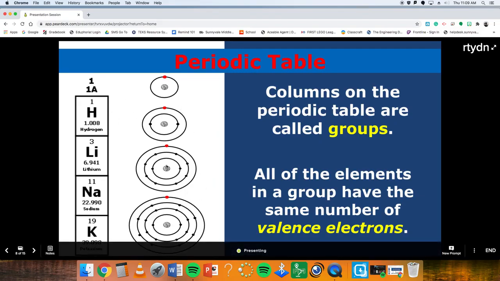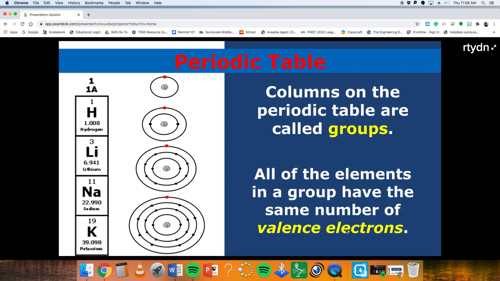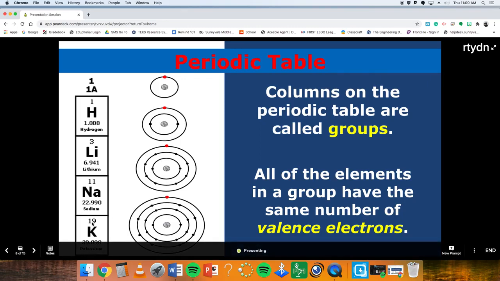So this is all the elements in group 1: hydrogen, lithium, sodium, and so on. And they all have the same number of valence electrons. Remember from the other video, valence electrons means how many electrons are in the outer orbital. So potassium here has 1 valence electron, but 19 total electrons. You need to be able to differentiate between that.